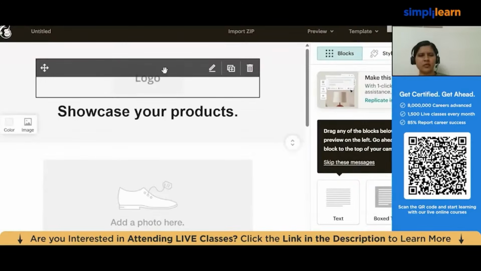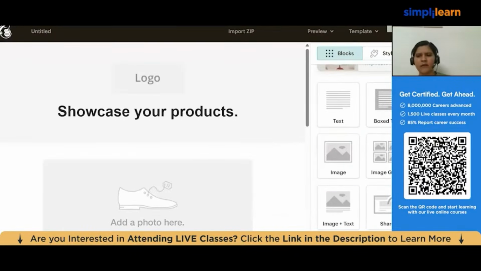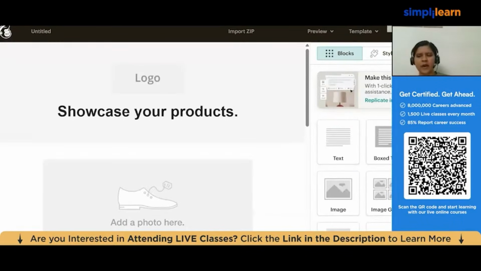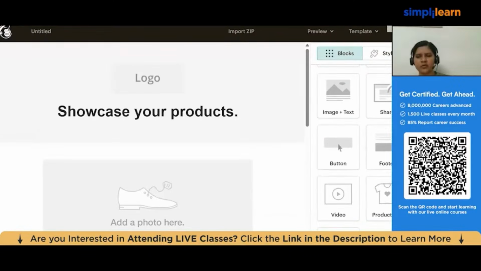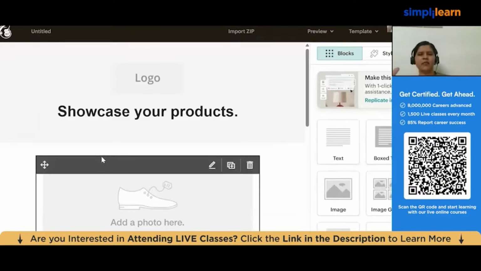Let's say I don't want to use this logo section, I can remove it. Here you have all the sections that you want to frame your email. Like you want to add a text, a divider, an image group, some social media icons, a different footer, a video, a promo code, everything. It's like a template, you just have to drag and drop.